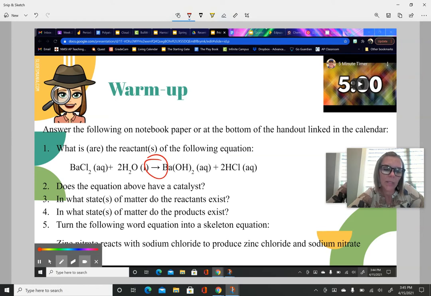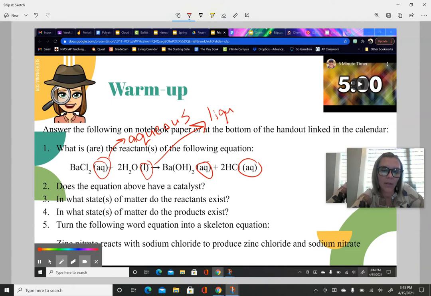Number 3 asks, in what state of matter do the reactants exist? So states of matter are going to be these things that are in the parentheses after each of the compound formulas. Since we're looking specifically at the reactants, so we're again back to that left-hand side, you should have said that they are aqueous and liquid.